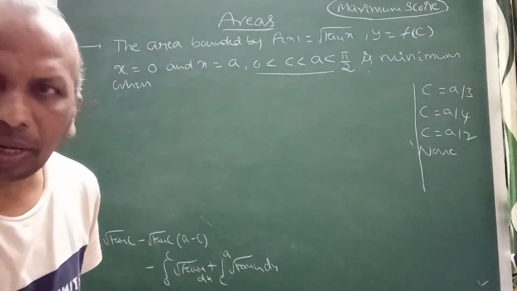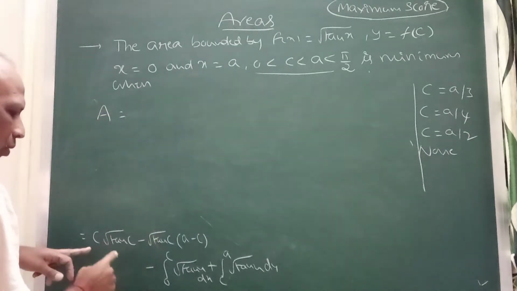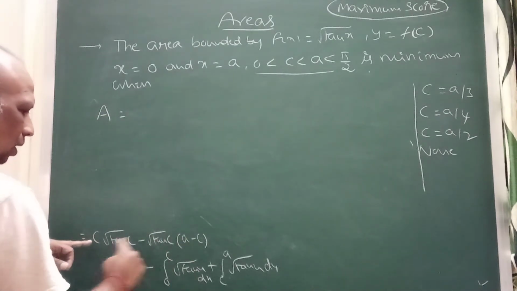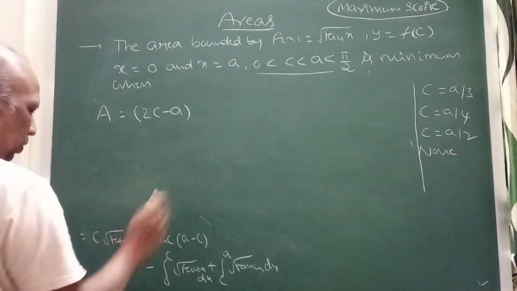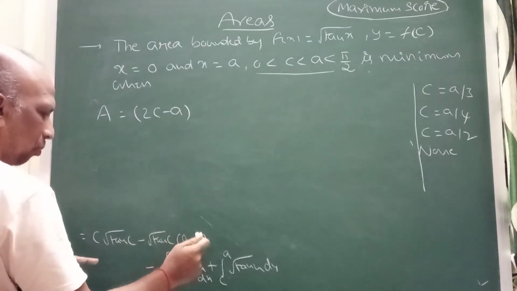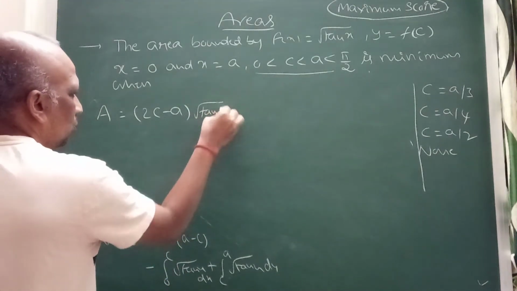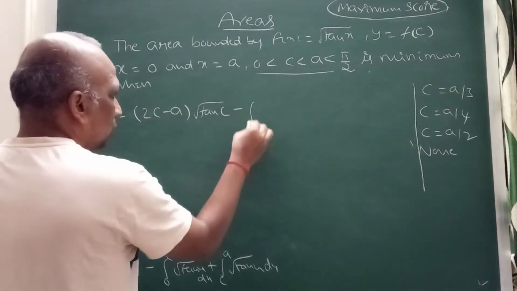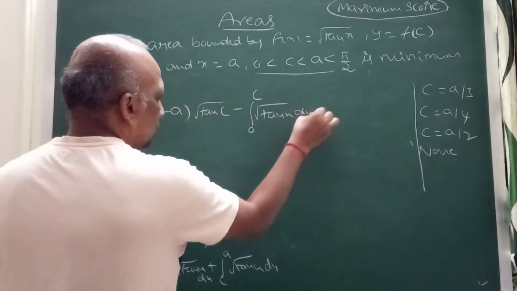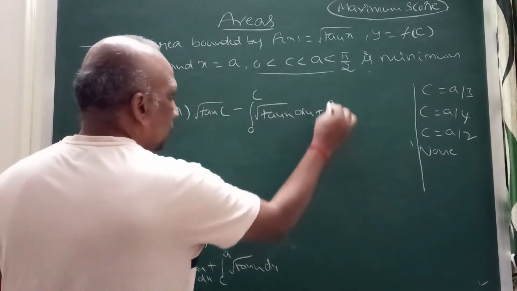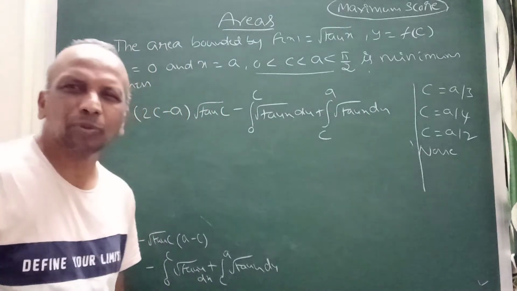I will continue that value. You can observe here this one. I got this is area. The area is equal to, from this you can see here, C minus of minus C plus C, you get 2C minus A into root tan C, root tan C minus 0 to C root tan X dx plus this one A to C root tan X dx, correct. You can observe this one.